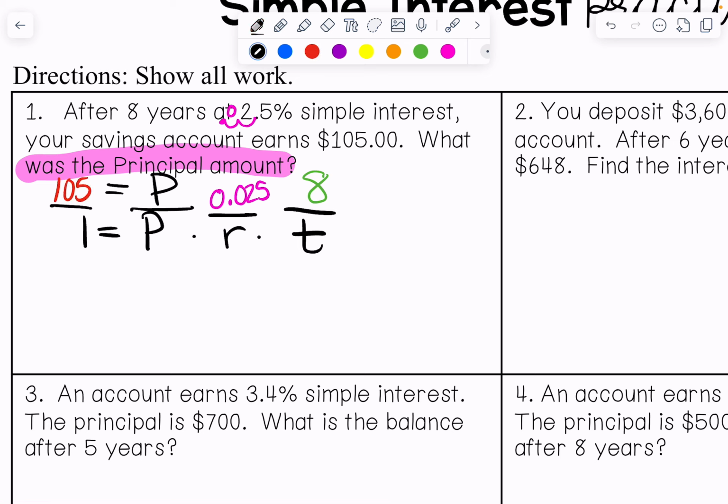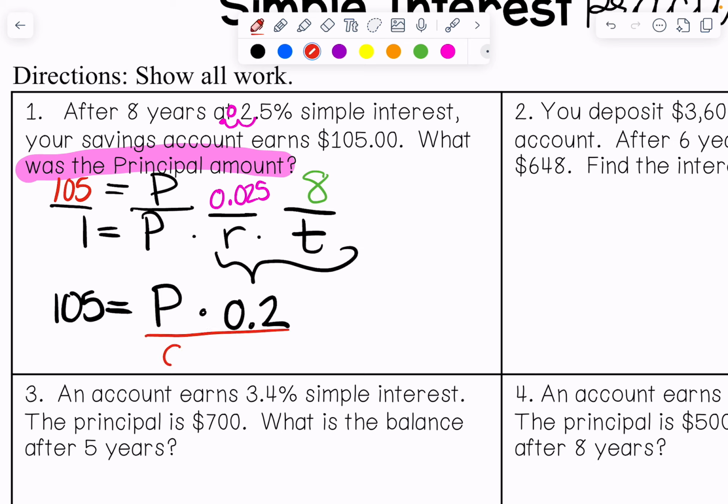So some of you might solve this in a different way. But when I see this, what I would do is I would simplify. I know that I can go ahead and multiply 0.025 times 8 to get 0.2. And so my principal times 0.2 is going to equal 105. So now I have a one-step equation. So I have something times 0.2 equals 105. To solve for p, I need to divide by 0.2. So I'm undoing that multiplication.